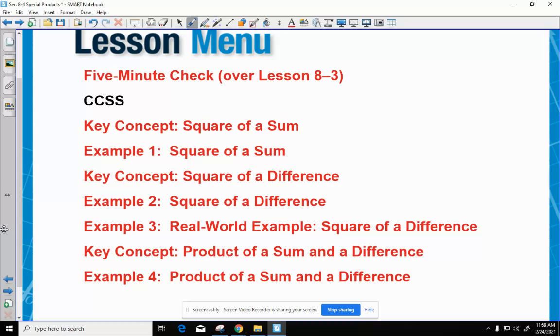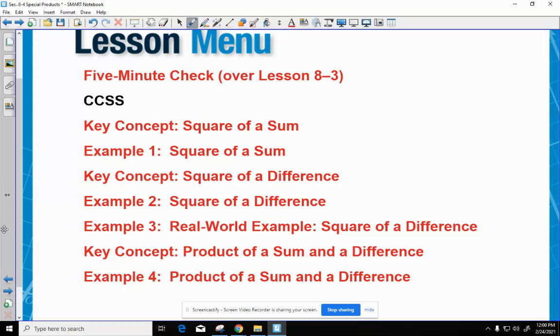Secondly, we're going to look at the square of a difference. So instead of those two items being added together, we're going to look at them being subtracted from each other. And then lastly, we're going to look at what's called the product of a sum and a difference. Products mean multiplication of a sum and a difference. So instead of having two things that we're adding or two that are subtracting, we're going to have one of each. And so we'll see what that looks like too.